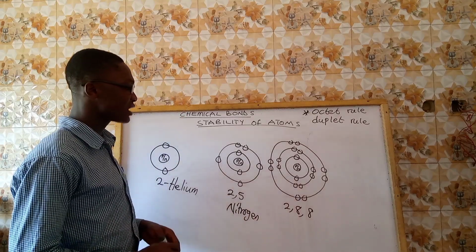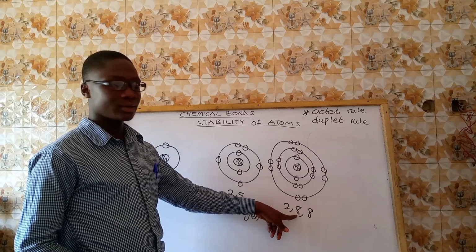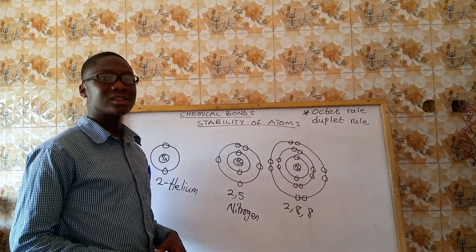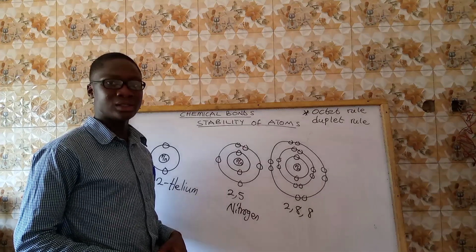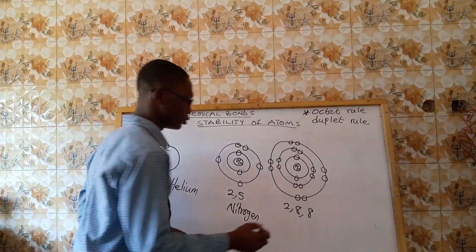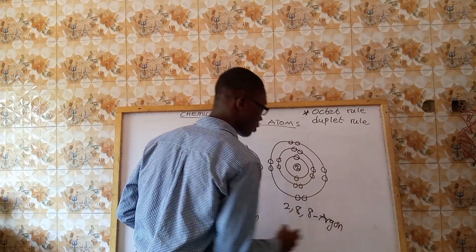Now let's check the last one. We have 2 plus 8 giving us 10 plus 8 giving us 18. So which atom has the atomic number of 18? You are right, it is argon. So we have argon.